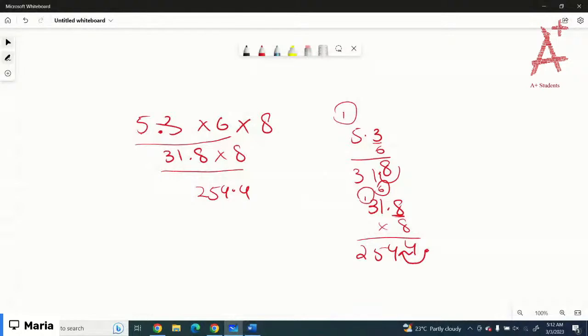Got it? So that is the easiest way to multiply. Just multiply two numbers first, find their product, and multiply the product by the third number. Got it? Let's just start with the practice questions.